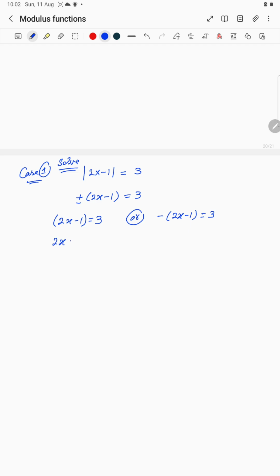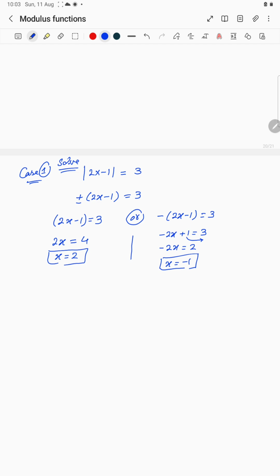We get 2x equal to 1 goes to the other side to become plus 1, so 4, so x will be 2. And here, minus 2x plus 1 equal to 3, so minus 2x equal to 3 minus 1, which is 2, divided by minus 2, we get minus 1. So these are the two results we get for solving this modulus.